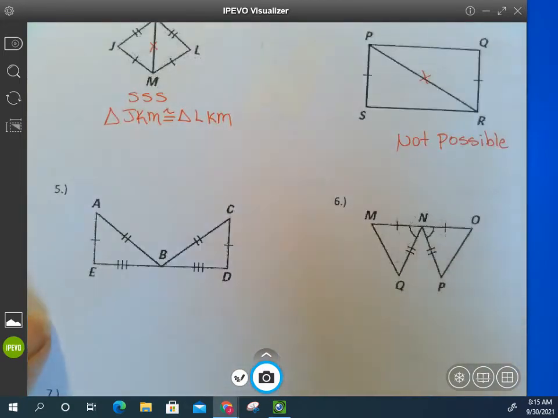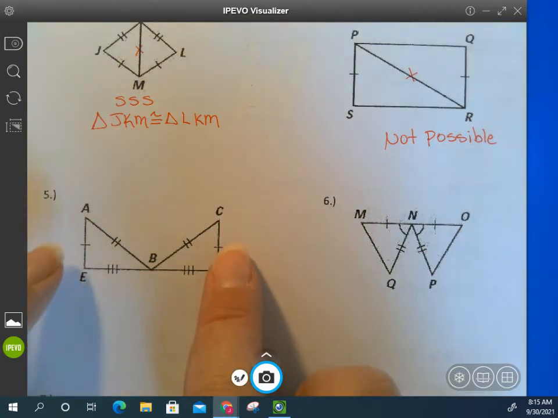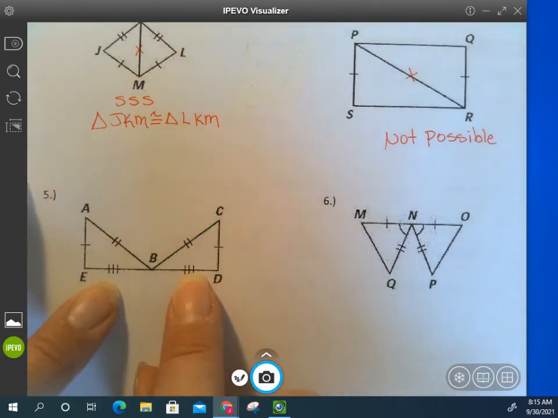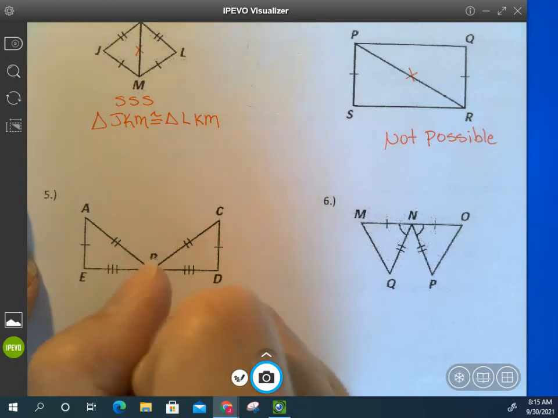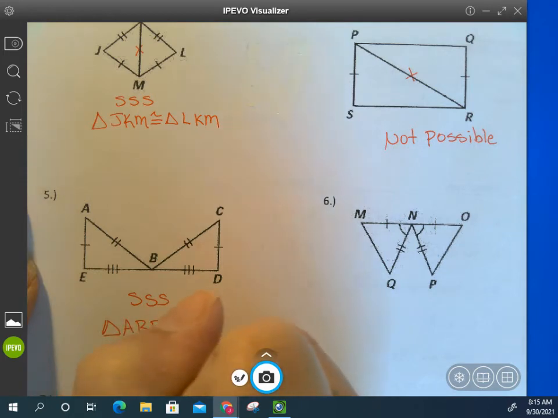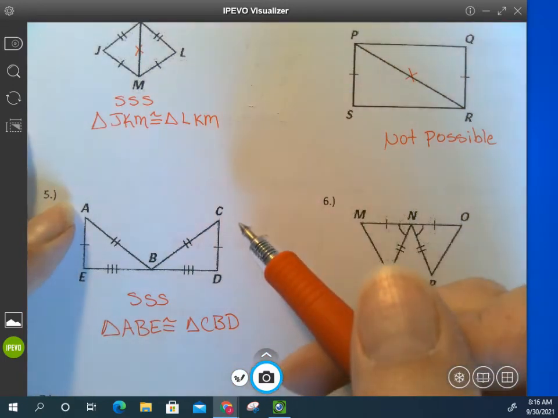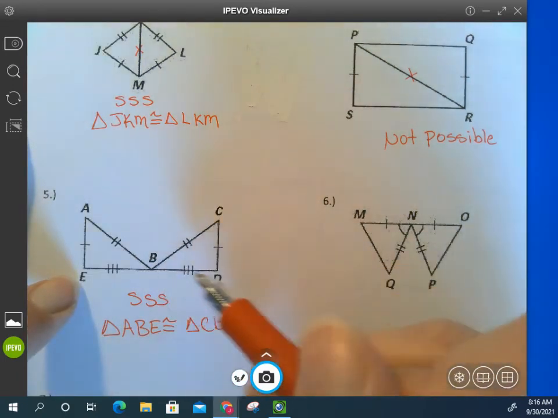All right. Number 5 I thought was pretty self-explanatory because we can see very clearly the 3 sides. There's no angles marked. It's 3 sides. So this one is side, side, side. Triangle ABE is congruent to triangle CBD. So A to B, E to B, C to B to D.